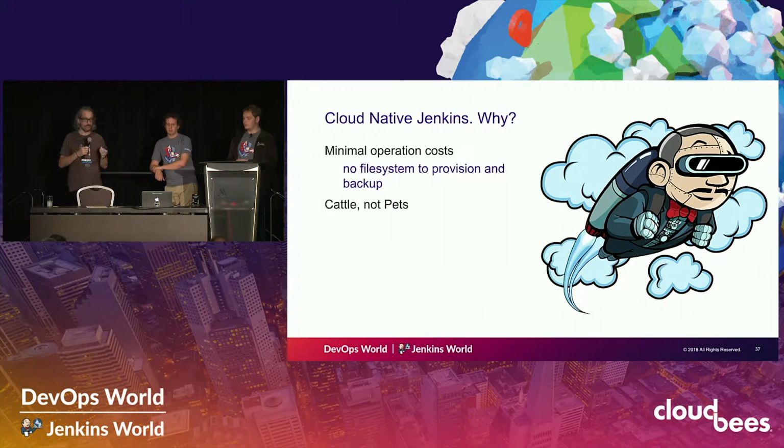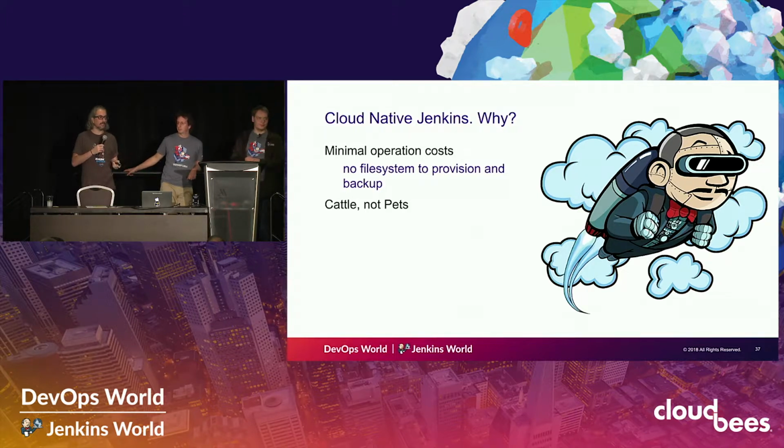Minimal operation costs related to pay-per-use, and no need for you to provision file system like today with a Jenkins master. No need to pay for that storage or for that CPU. No need to have to be doing backups of your file system. And overall, we want to treat Jenkins and your CI/CD environments as cattle, not as pets, like they are today.